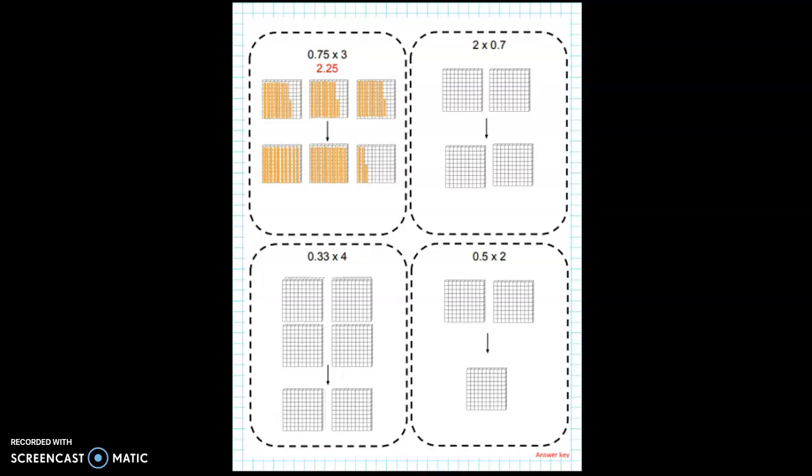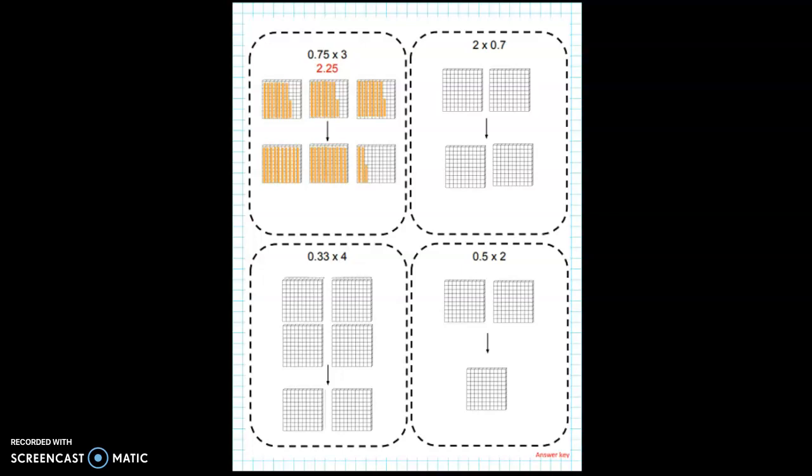Our answer will be 225 blocks colored in. But because we have those 2 decimal points, we know that 25 out of 100 is colored in off the third block, which is 25 hundredths. So 2 wholes and 25 hundredths.